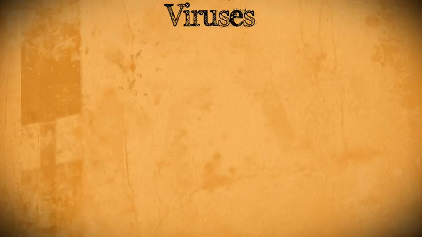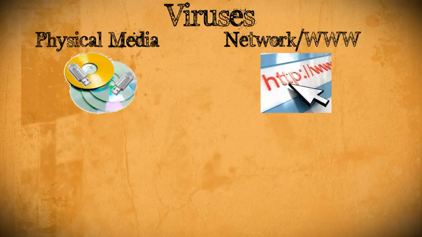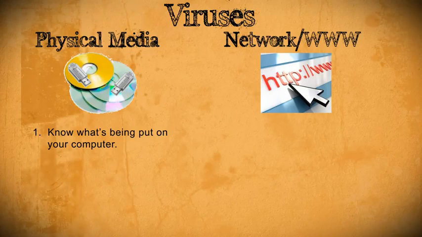The first is through physical media like CDs, DVDs, or USB keys and things like that. The second way is through a network or internet connection such as the World Wide Web, torrents, P2P programs, and online games. To protect your computer against physical media, just make sure that you know exactly what's on a disk or USB drive before putting it on your computer.